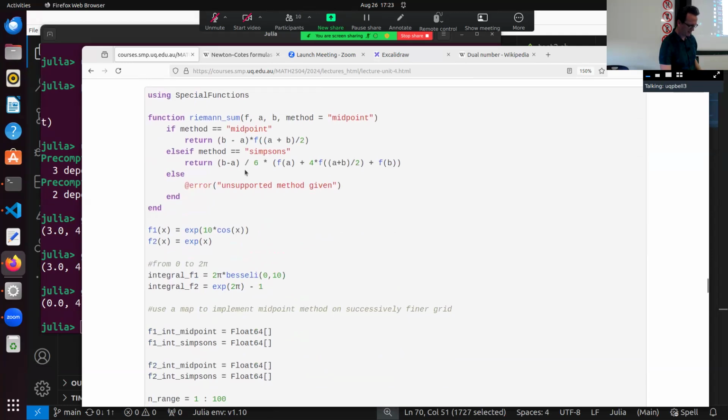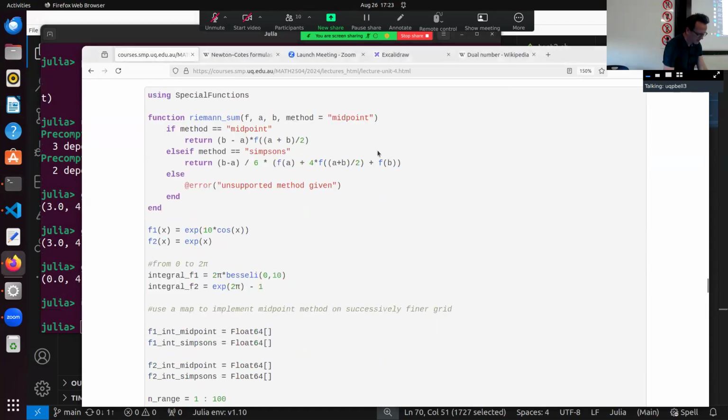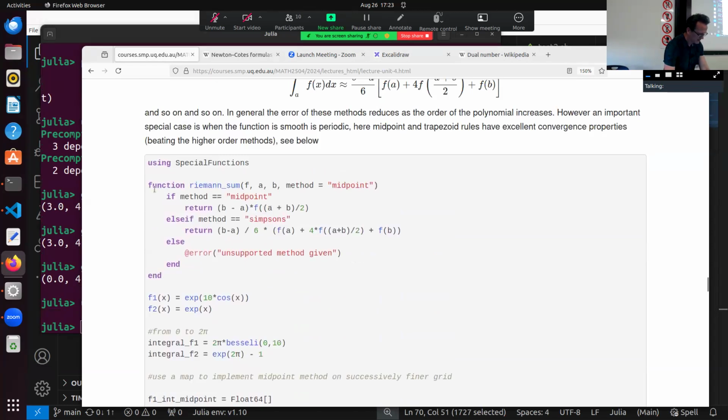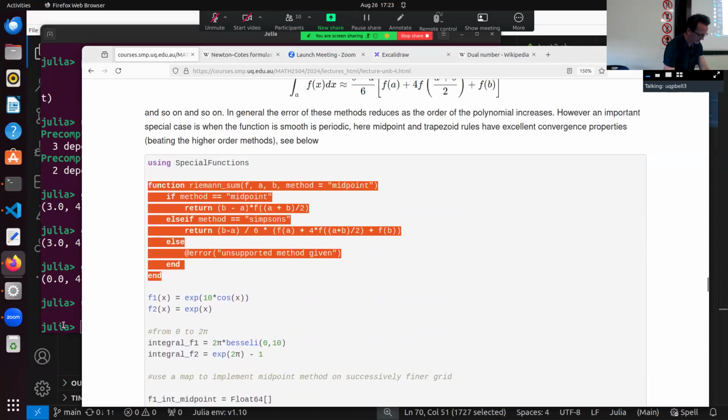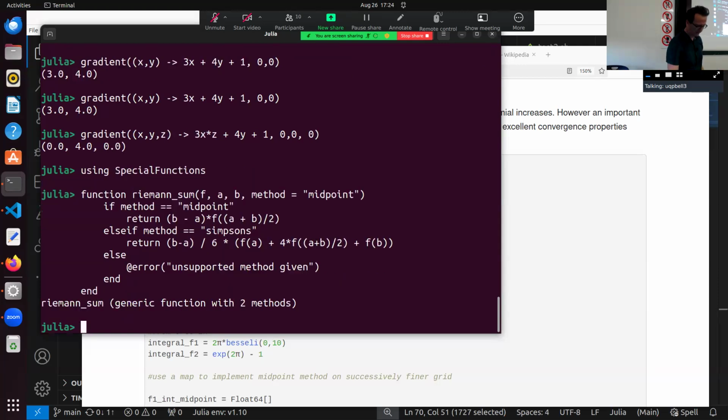Okay. I think this is my time to talk about special cases though. So we'll follow through this one. We're going to look at special functions. We've got some funky little function that does, what does this guy do? So we've got Riemann sum, and the method defaults to midpoint, and it returns this. If it's Simpson's, it's this higher order method. So basically what we're going to do is have a little switch function. You can give it a method. It'll go between, are you going to use the midpoint rule or are you going to use Simpson's rule? Just to see what the difference in errors is between these two.